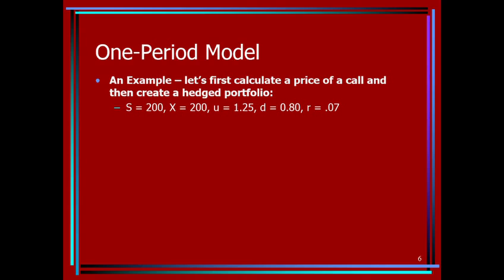So let's first calculate the price of a call. Given that S is 200, strike price 200. Now, as I said, U and D are 1 plus rate of return, right? So this is obviously a 25% upward movement, and this is a 20% downward movement. Contract size, assume 1 for 1. Similarly in your exam, you must assume 1 for 1 as well, unless you're told otherwise.